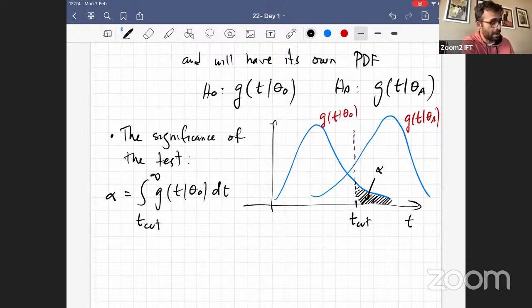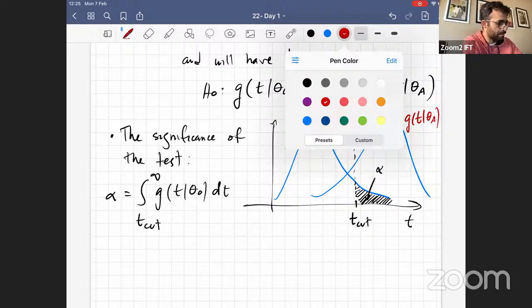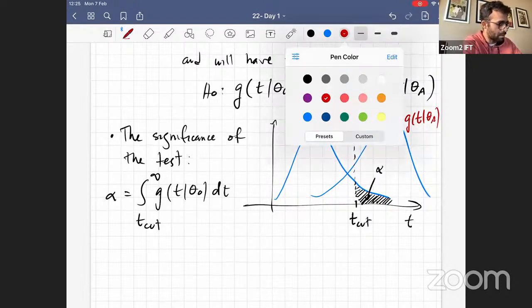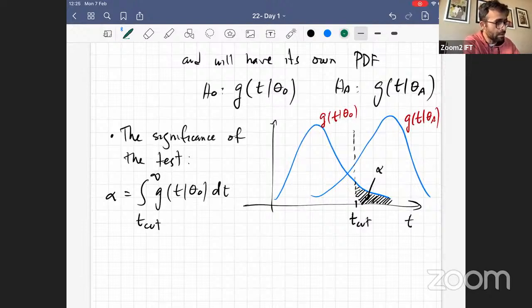And then given this cut, let me put it in green. What you can do is that if your value is at the left of the cut, then you will accept the null hypothesis. Whereas if your value is at the right, you will reject the null hypothesis.